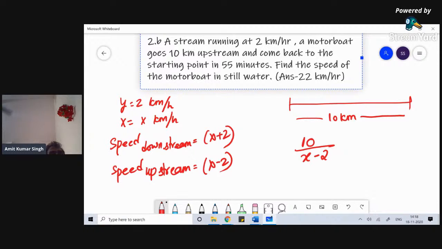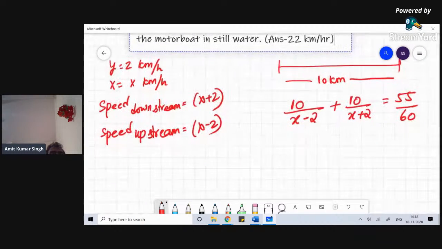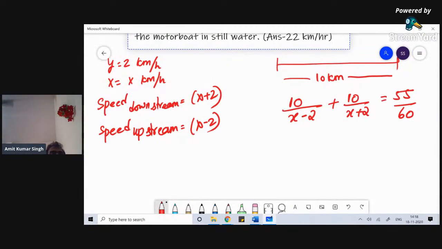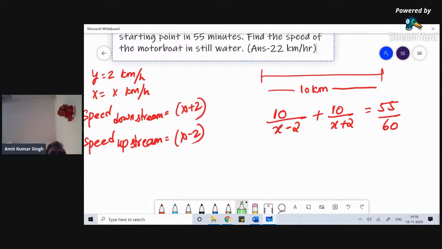So if it went upstream, definitely when it comes back, it will come back downstream. So the coming time would be 10 by x plus 2, and the total time it took is 55 minutes. If you observe, speed is given in kilometer per hour, distance is given in kilometer, so the time should be in hours. So you write the equation. By this time you can easily understand that this question will ultimately turn into a quadratic equation. This is a problem of arithmetic which will turn into a quadratic equation.